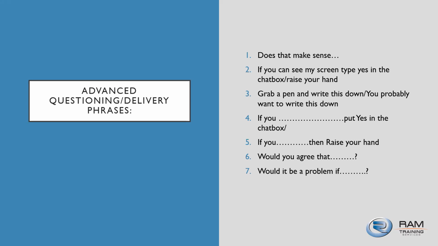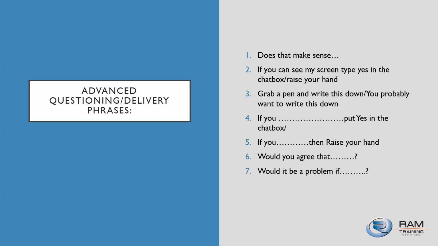Number 3, grab a pen and write this down. Or you probably want to write this down. All right. So you want to grab people's attention and make sure that they're writing down the key things that you're telling them. At the end of the day, if they remember it or not, that's up to you, folks. That's your responsibility. I know that's a bitter pill to swallow, but whether they remember it or not, that's up to you and how creative you can be. So number 3, grab a pen and write this down. You want to be saying that very regularly throughout your session. Another version of that is you probably want to write this one down.